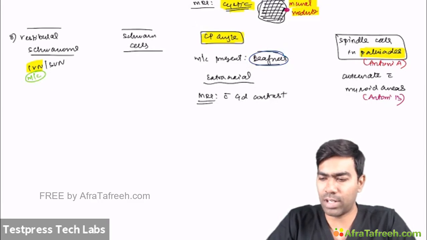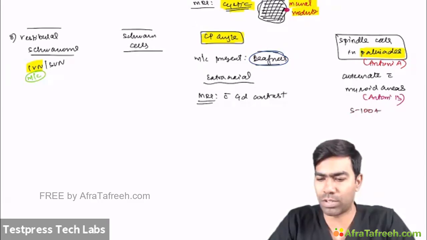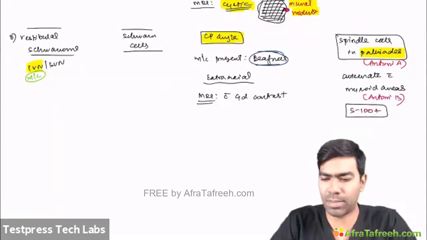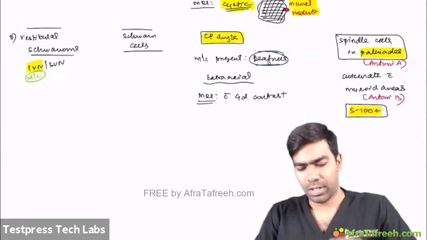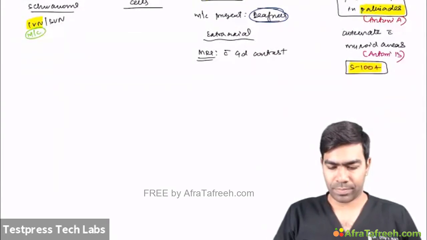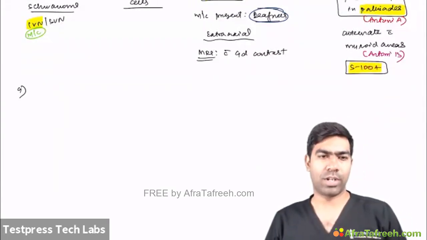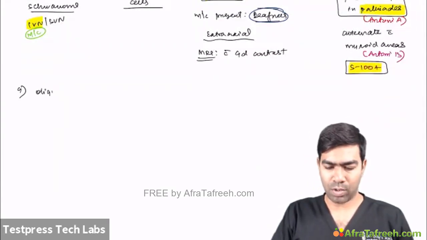And more importantly, these tumors will be S100 positive. Even pheochromocytomas can be S100 positive, that doesn't matter. So it's not specific, but in the brain, if you get S100 positivity, you think about a vestibular schwannoma. And finally, the last tumor I'm going to discuss is oligodendroglioma.